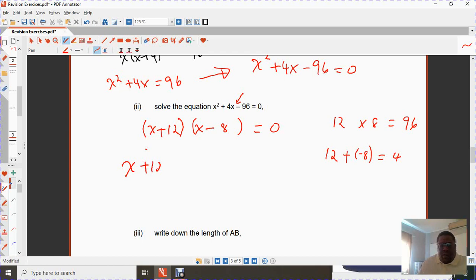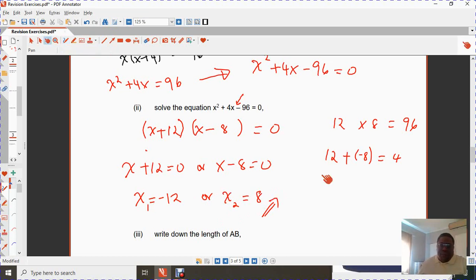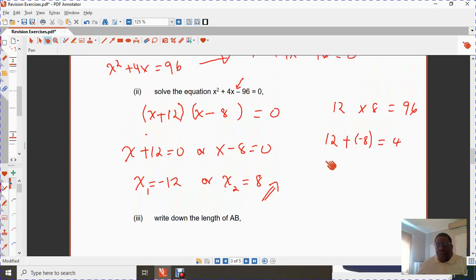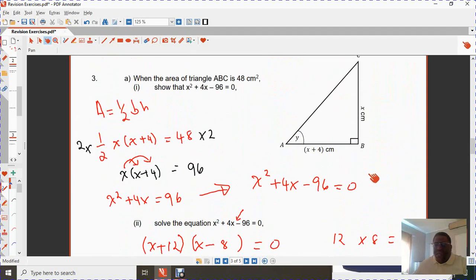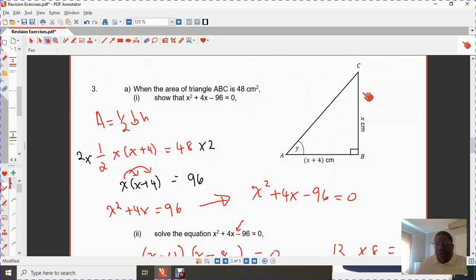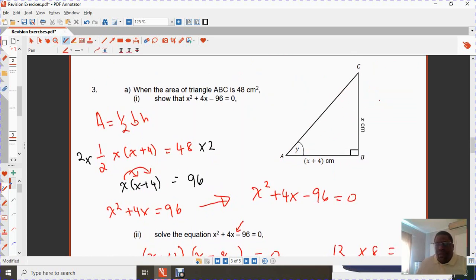So x plus 12 is equal to 0, or x minus 8 is equal to 0. So x is equal to negative 12, that would be one answer, or another answer would be x equals 8. They ask us to solve the equation, and that's what I did there. Now they want us to find the length of AB. So let us just quickly go back. I hope you realize that AB is a distance, and a distance cannot be negative. So this here should be a positive value.